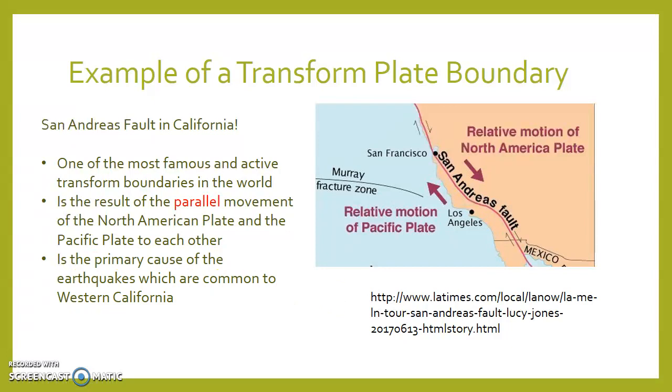So by the end of this video, you will be able to name the 3 types of plate boundaries and 3 real-life examples of the plate boundaries. I would like for you to now answer the question which I have posted along with the video.